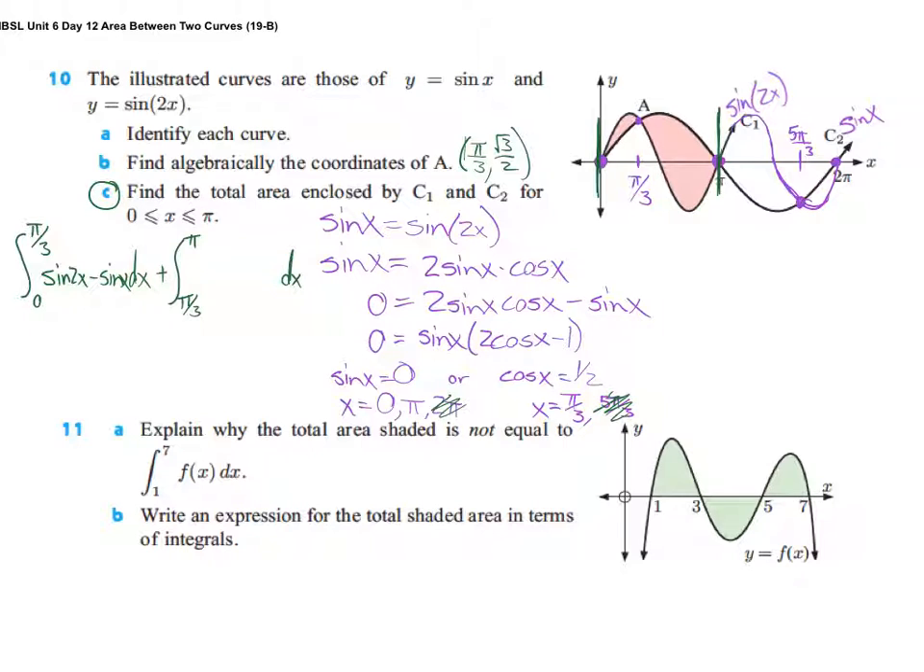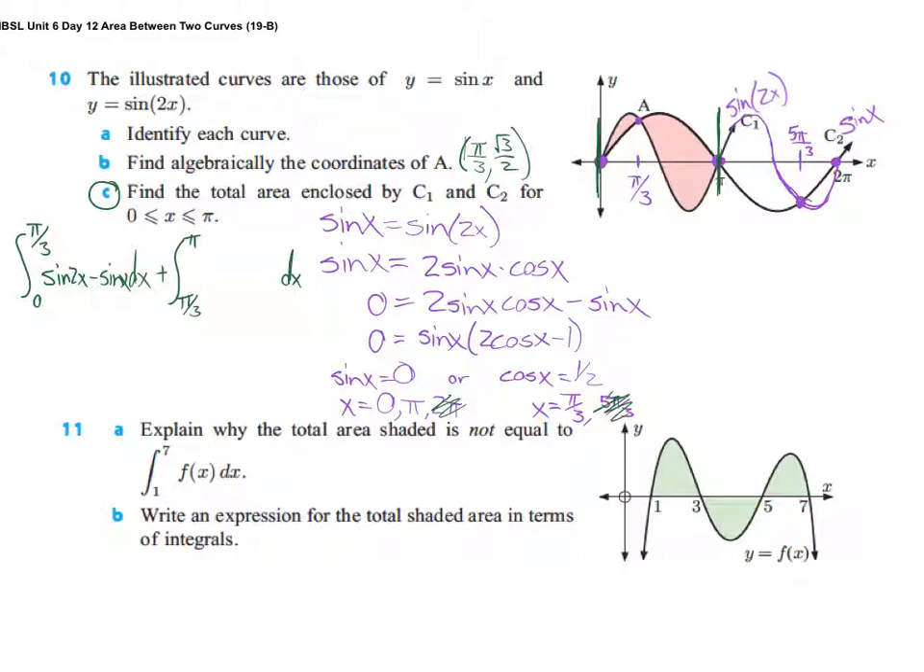Now, we could do the similar thing here. We have between pi over 3 and pi. Pi over 4 wouldn't be in that range. That's in the other range. How about 2 pi over 3? That would work. Okay, that's in there.